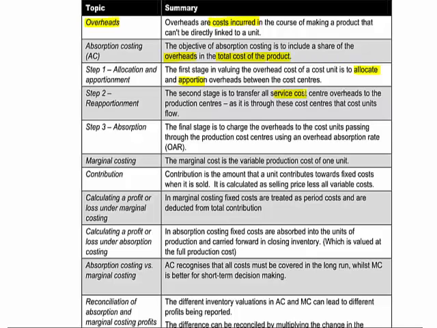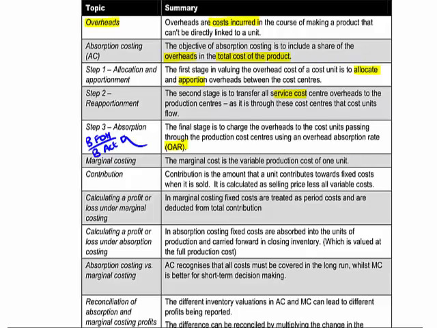And we saw that there were three methods for doing this: the direct method, the step-down method, and the repeated distribution, which can either be done using repeated calculations or algebraic methods, both of which make the reciprocal method. Final step then is absorption, so to work out the overhead absorption rate. So the budgeted fixed overheads divided by the budgeted level of activity.